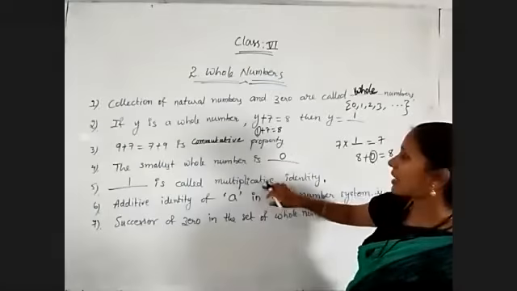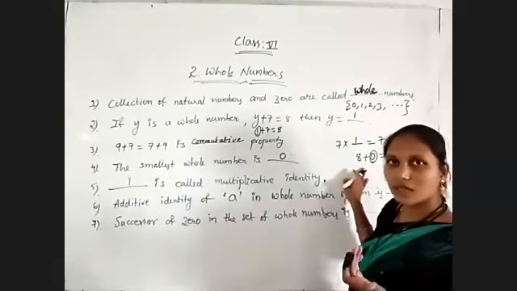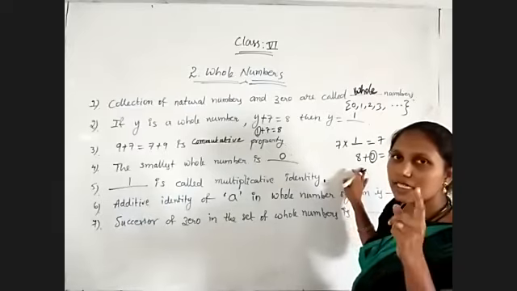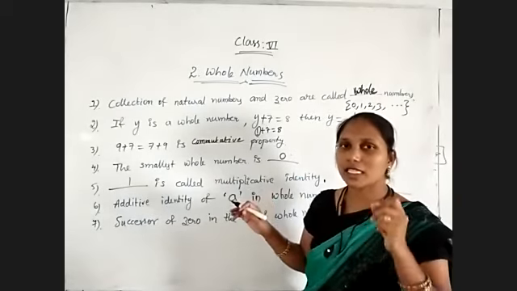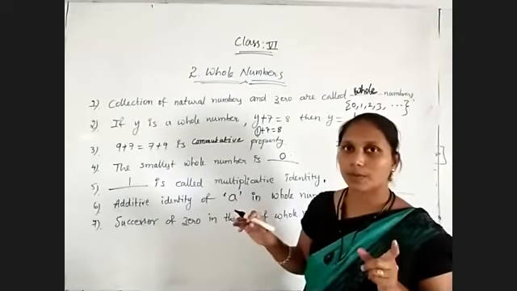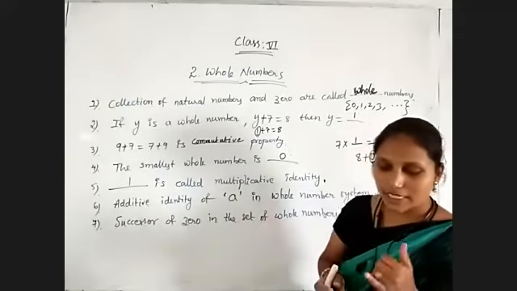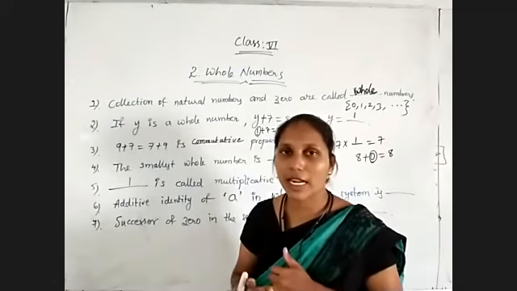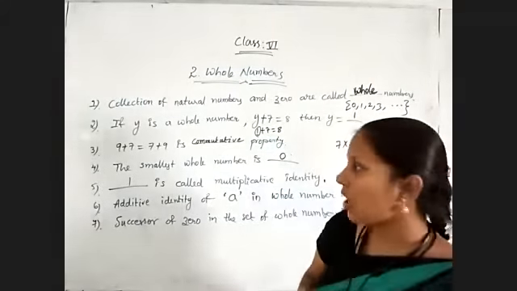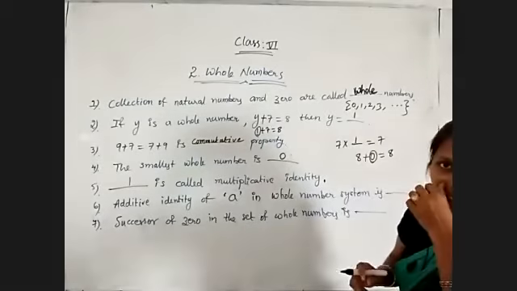Suppose they are asking for the multiplicative identity of 8: it is 1. Multiplicative identity in the sense 1. Additive identity in the sense you need to remember 0. Additive identity of whole numbers is 0. Multiplicative identity of whole numbers is 1. All these we have finished in properties of whole numbers.